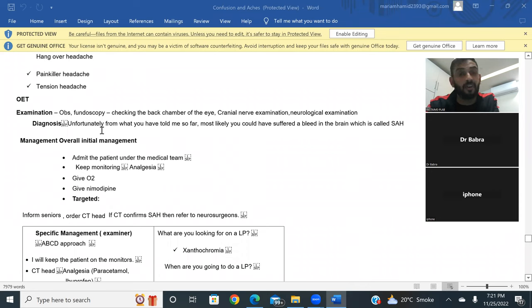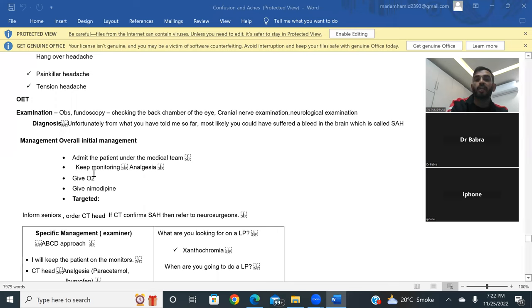Unfortunately, what you have told me so far, this seems like you have an internal bleed. You will say, I suspect it. You will not say you are having it, because you have not done a CT scan. How can you say that is internal hemorrhage? You cannot say that. You are having the suspicion, and say that in a very confident way.